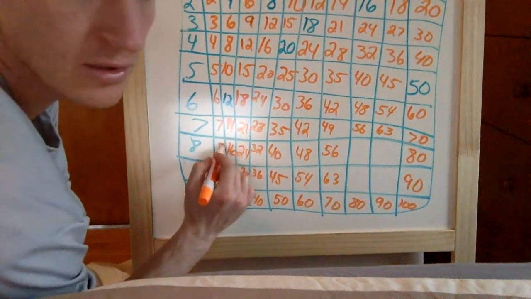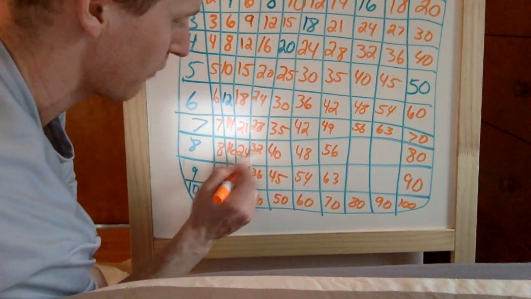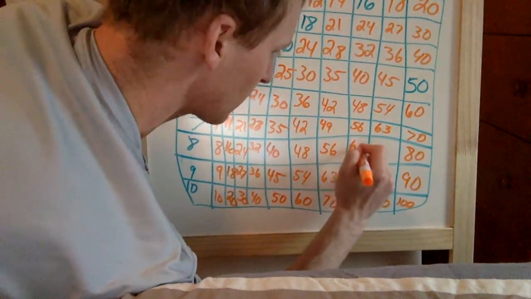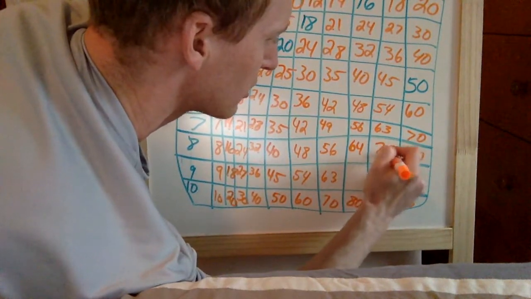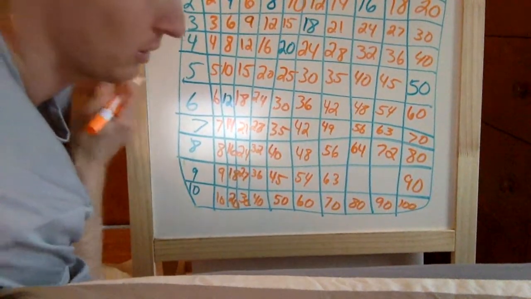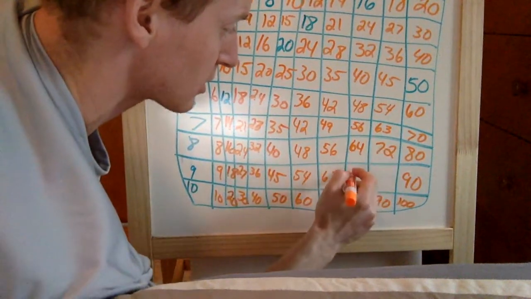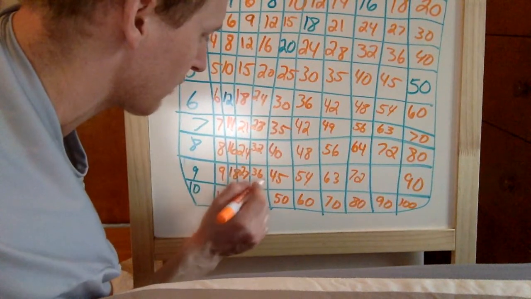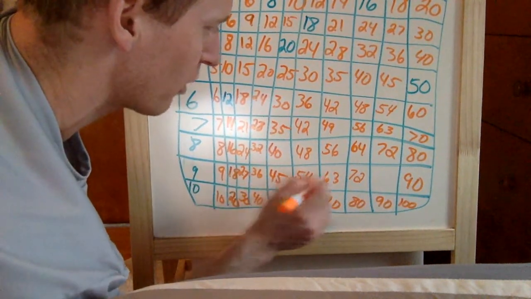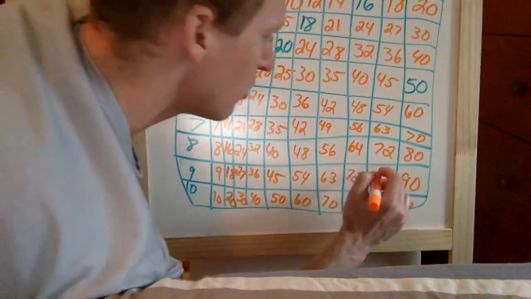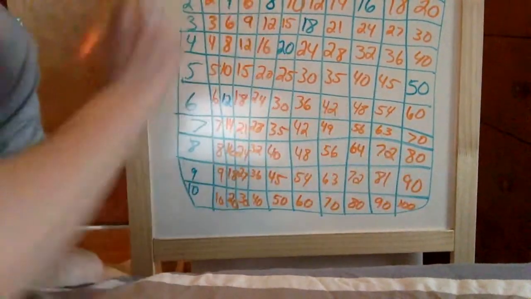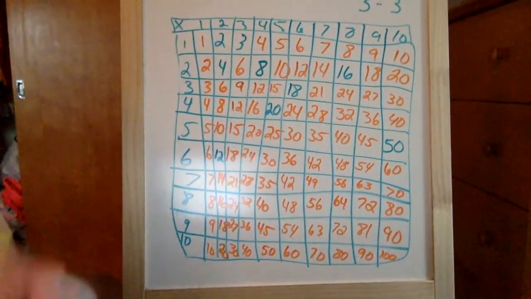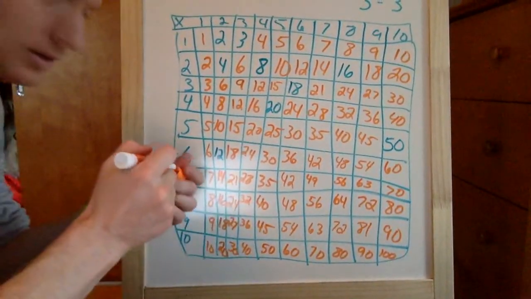Now let's do our 8s straight across. 8, 16, 24, 32, 40, 48, 56, 64, 72, and 80. We already have most of it already to 64, so then it's just 72 and 80. And then the last one is 9, 18, 27, 36, 45, 54, 63, 72, 81, and 90. Your entire graph should be completed. Okay?